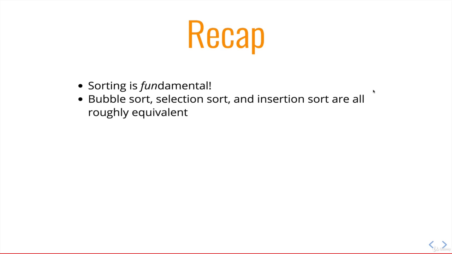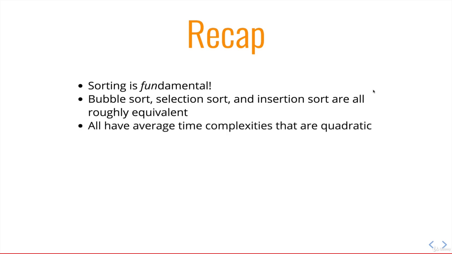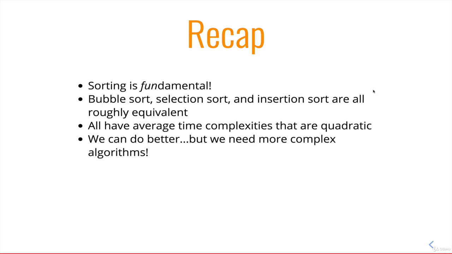So bubble sort, selection sort, and insertion sort are all roughly equivalent in the grand scheme of things, especially when we compare them to the next batch of algorithms we're going to learn in the next section. There are some slight differences between these three, but they become insignificant when we see how much faster some of these other algorithms are. So they all have average time complexities that are quadratic. We can do better though, and that's what's coming up next. We need more complex algorithms. They are a little trickier to explain. They're less, I don't want to say less human. They're less intuitive right off the bat.